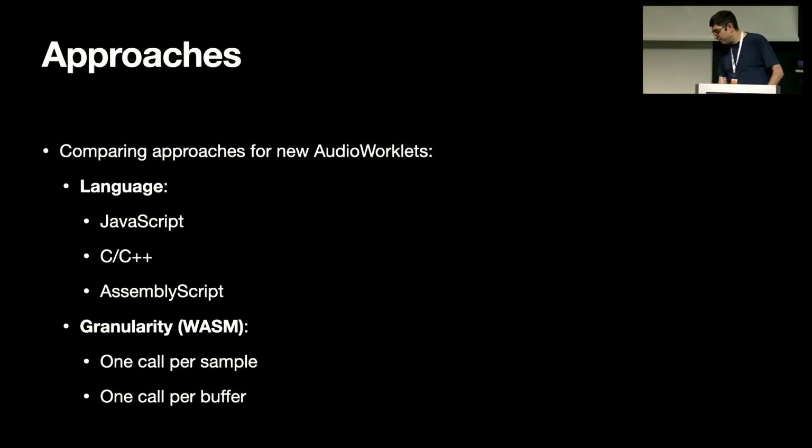So here I compared mainly three different languages: JavaScript, C++, and AssemblyScript, and at two levels of granularity. One would be to call WebAssembly once per sample, so you do sample-accurate processing at the JavaScript level and then optimize parts of that. Or perhaps the more normal approach would be to take the buffer. In audio worklets, you're handed a 128-sample buffer. You can hand this directly to WebAssembly and do all processing in WebAssembly.